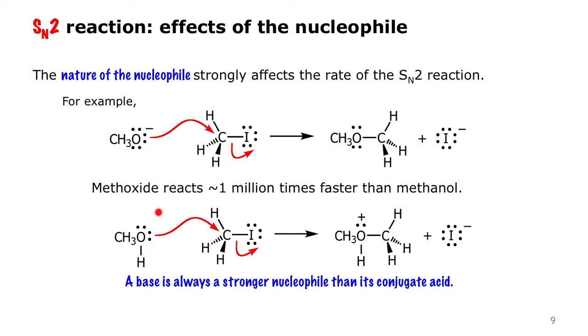Both of these are nucleophiles. They're both Lewis bases, have electron pairs they can donate, but it turns out the reaction overall is much more rapid with methoxide than it is with methanol. And it turns out that's a general observation. A base is always a stronger nucleophile than its conjugate acid. Methoxide is the base that is formed from methanol. And if you think about why this would be, it's primarily due to charge.